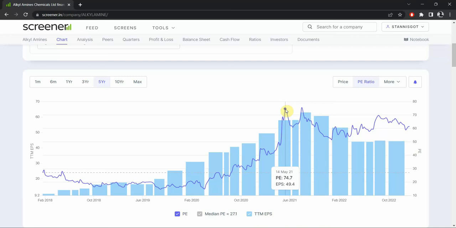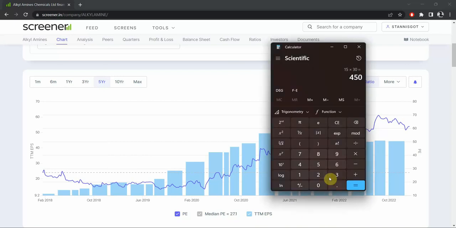Many people think that okay, the stock should have also gone up by 60%. But what happened was PE multiplied by EPS. If you do that, almost 75 multiplied by 50 is 3750. What was the price at this point? 450. We already did that calculation. 3750 divided by 450 is almost 8x. Alkylamines gave you a return of 8x in a 5 quarter period.